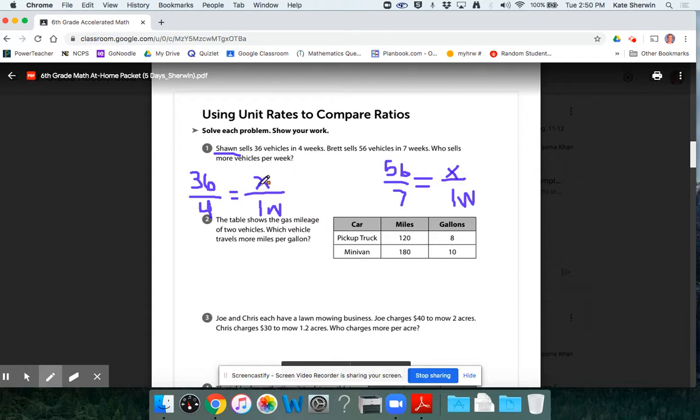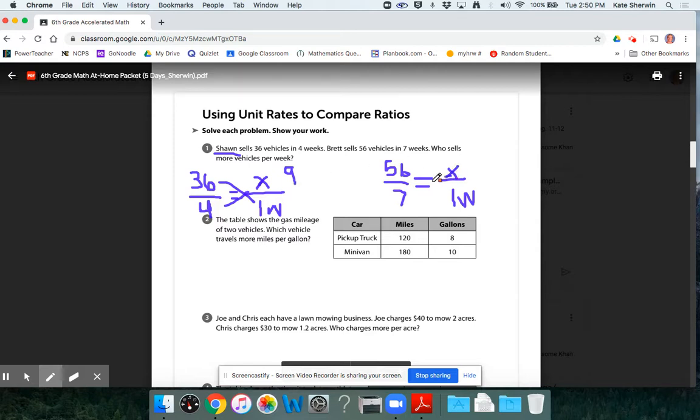So for X, we do cross multiplying, which is going to be equal to 36. The good thing about unit rates is you're always taking the number times 1. So it's a little bit easier. You can probably do them mentally. So if 4x equals 36, 36 divided by 4 is 9. So Sean sells 9 vehicles per 1 week.